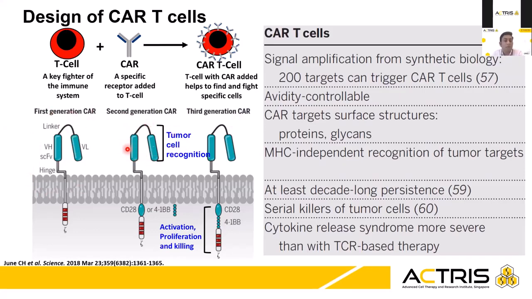And the top part, which is the tumor cell recognition part, is shown here. And then, of course, you have your post membrane area where you have the activation, proliferation, and killing activities that take care of the various other mechanisms of action that are necessary for CAR T cell to exert its effect, right?